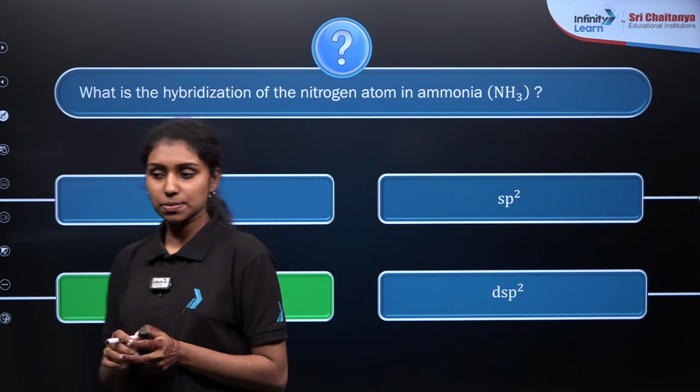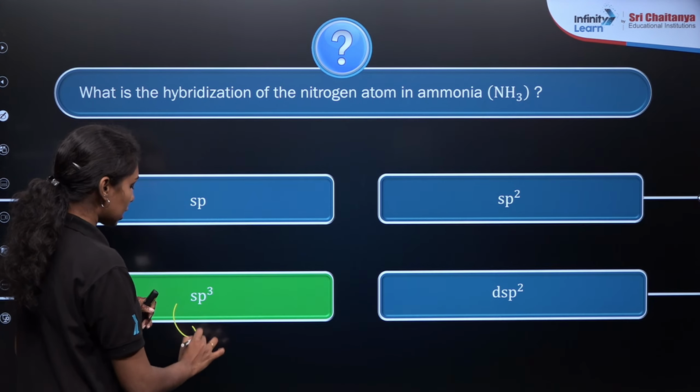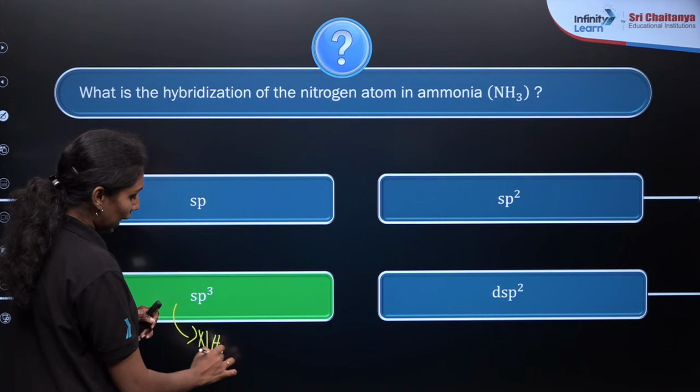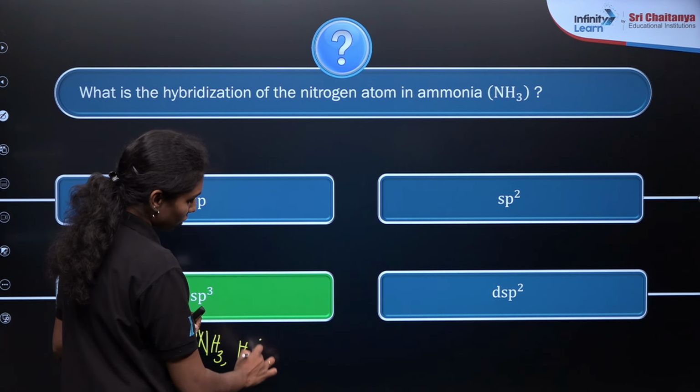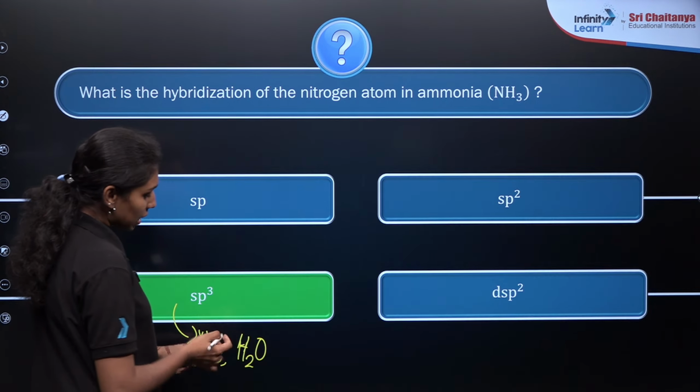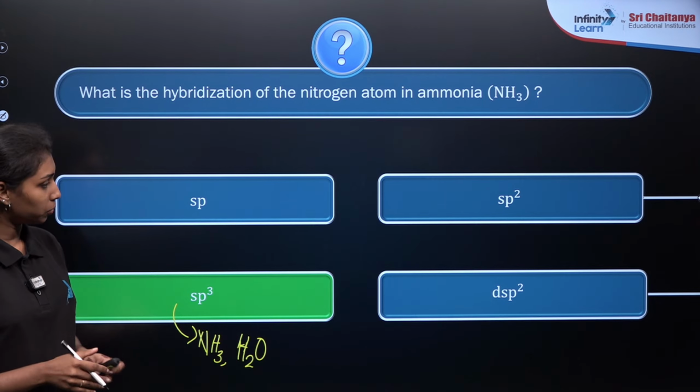Again sp3, right? So exceptional cases in the case of sp3: one is ammonia, whose shape is pyramidal, and another one is the water molecule, right? Because of the presence of lone pairs, the shape changes from tetrahedral to bent shape in the case of the water molecule.